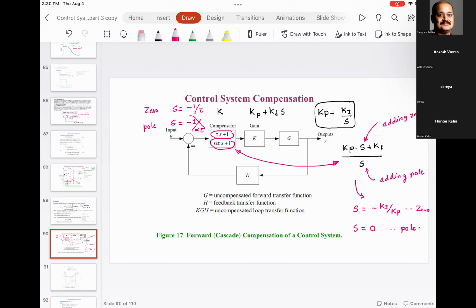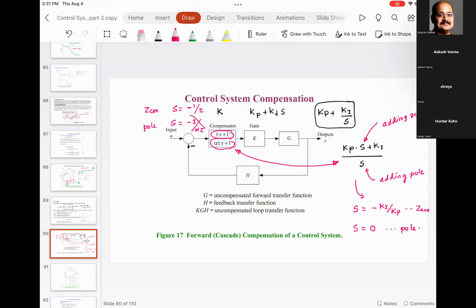Are you with me? So if I ask you, what is a compensator? A compensator is something similar to a PID control. The only difference is it is in the most general form, wherein you can tune the zero and you can tune the pole. Everyone understood this?